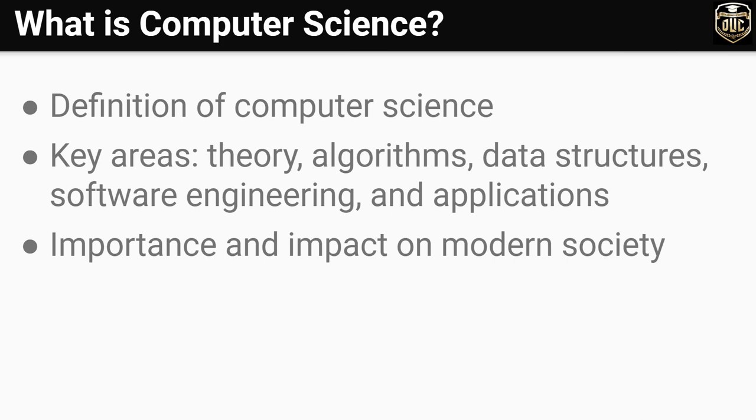Computer science is the study of computers and computational systems. It encompasses both theoretical studies of algorithms and the practical aspects of implementing them through hardware and software. Key areas include the study of algorithms, data structures, software engineering, and applications across various domains.